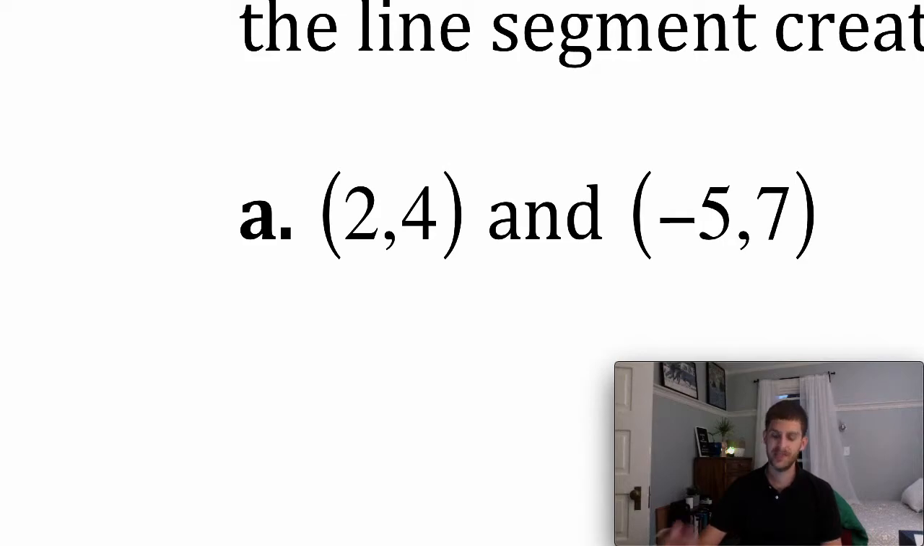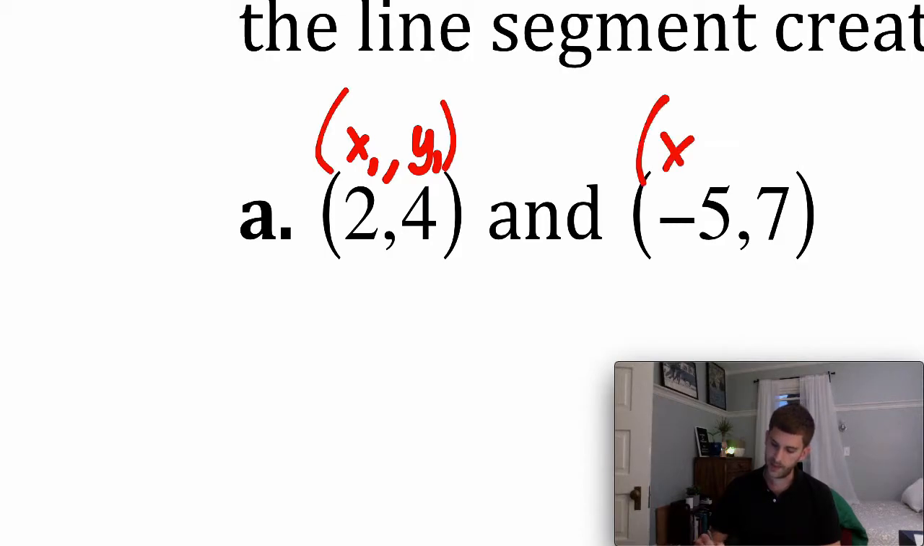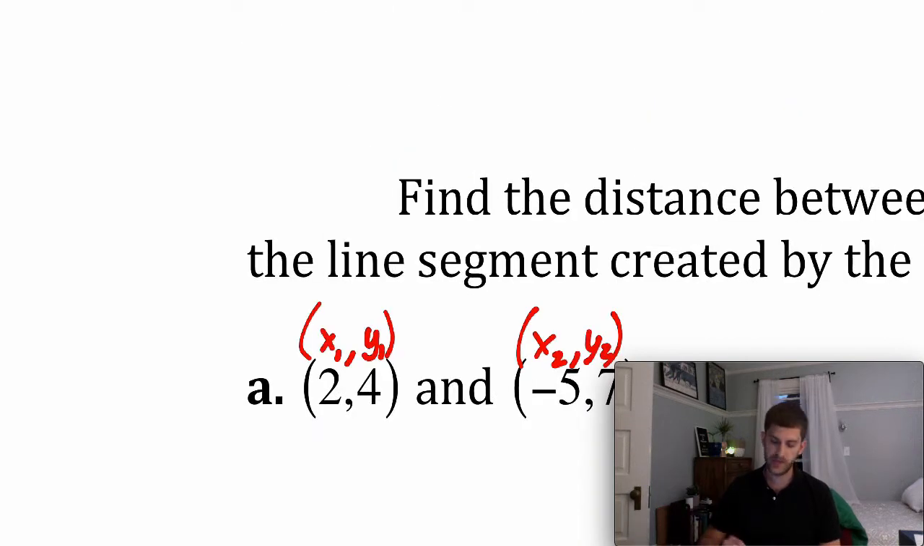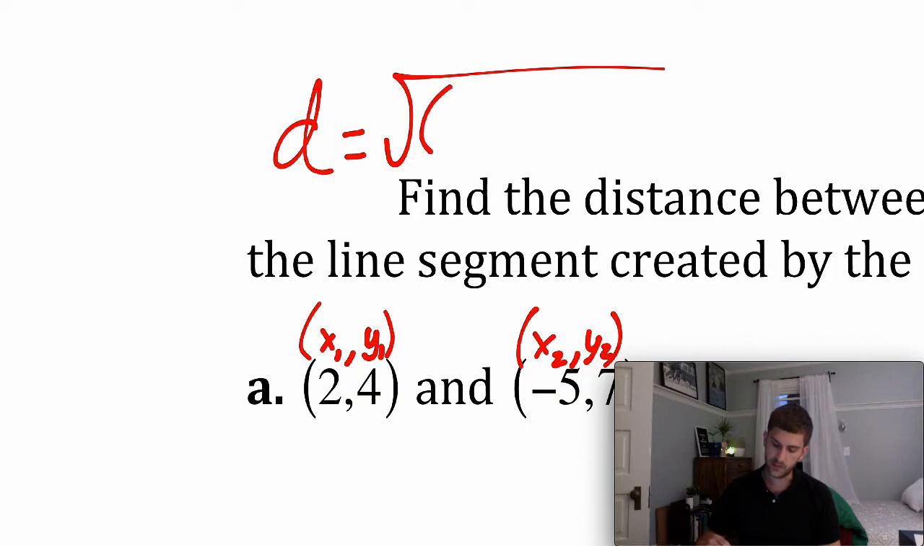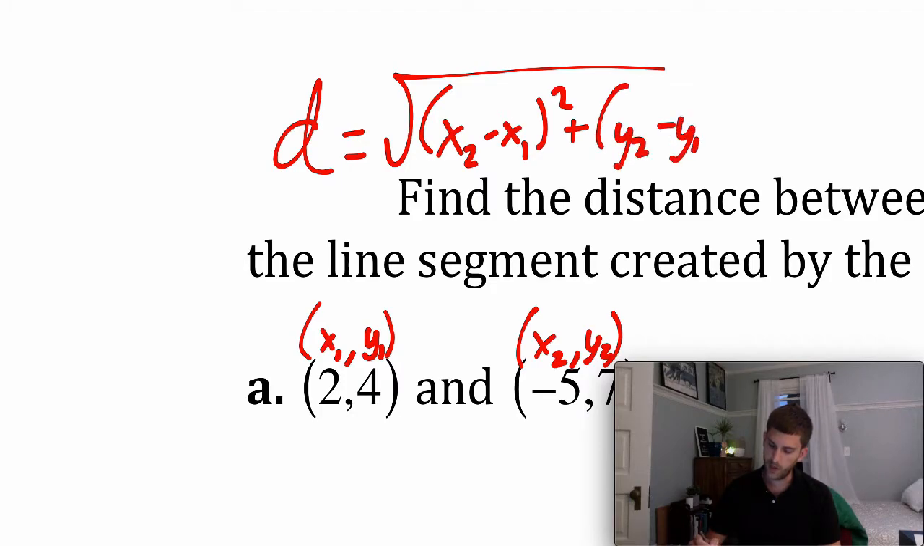But anyways, let's label these coordinates. We'll label them as x1, y1, and we'll call this one x2, y2. Now we're going to plug them into the distance formula. Let me write that back up at the top, and if you want to again write it, we got d, distance, equals square root of x2 minus x1 squared plus y2 minus y1 squared. All that underneath the square root.